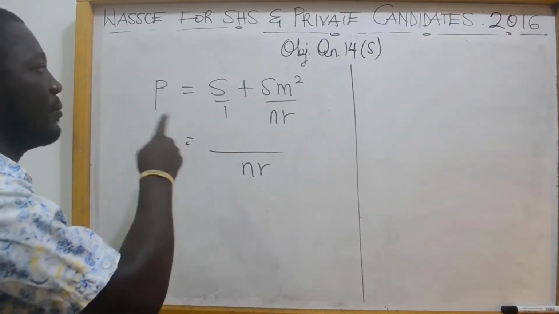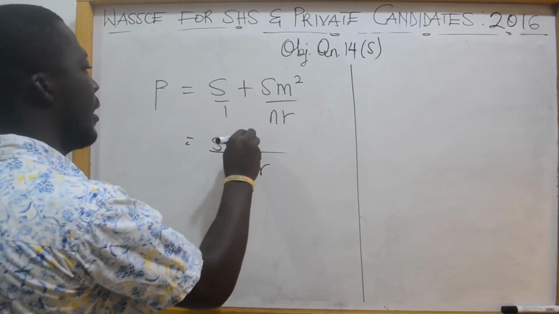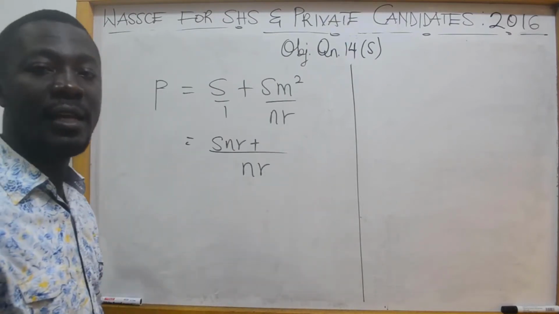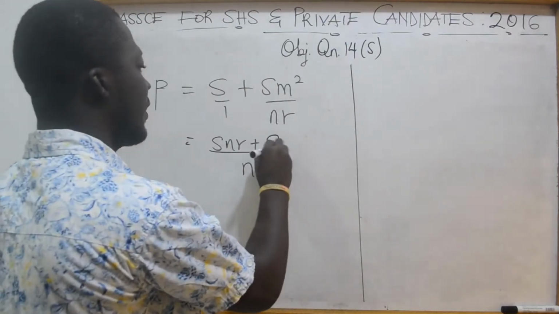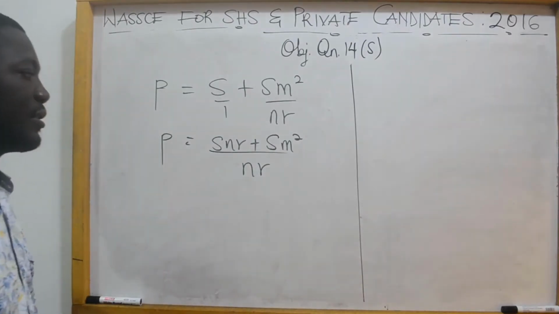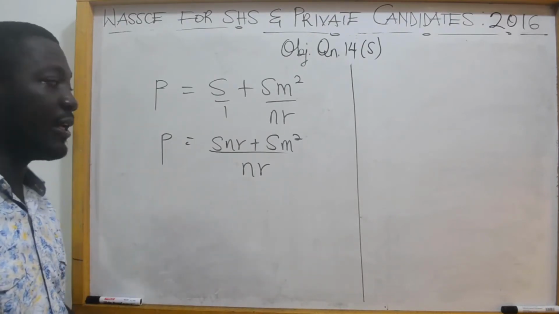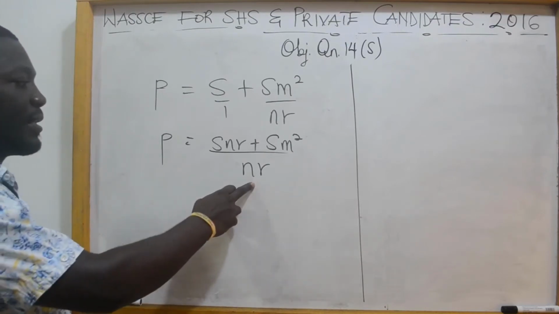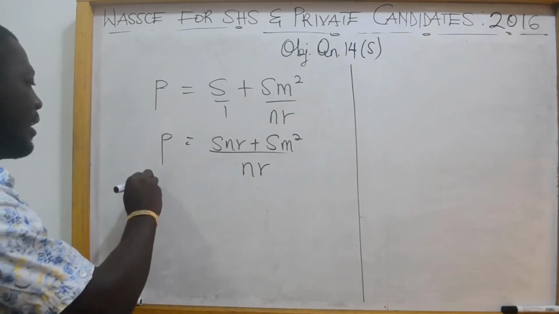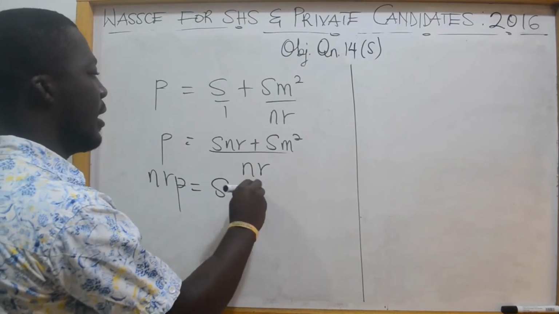So NR multiplied by S will be SNR, then plus NR into NR is 1 times SM square will give us SM square, and this P is multiplied. So we can apply cross multiplication. This NR will cross and multiply P, and we are going to get NRP is equal to SNR plus SM square.